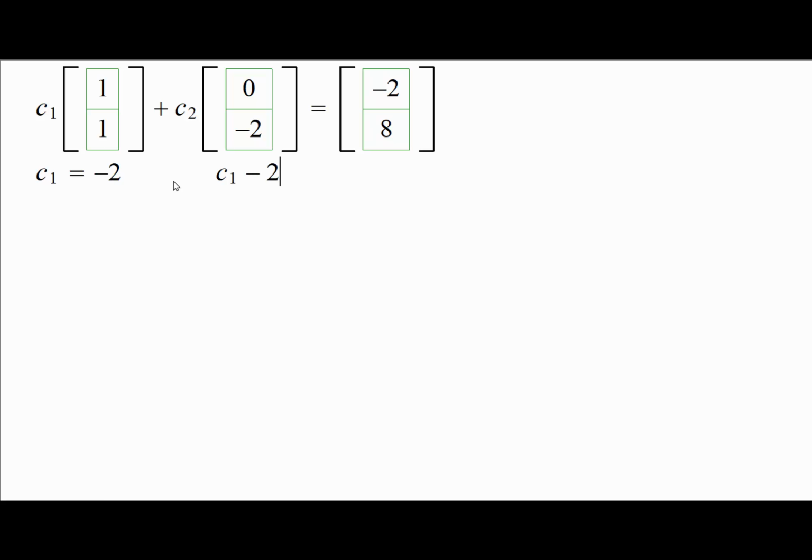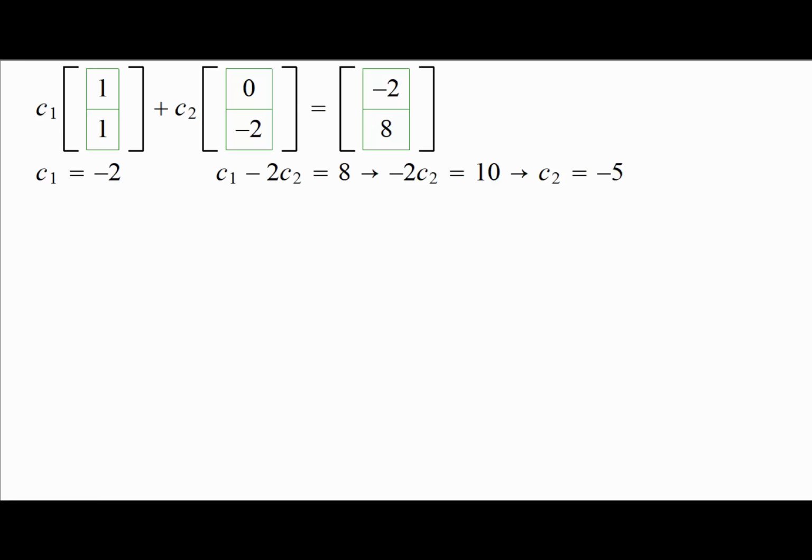Rather, minus 2c2 equals 8. And what will that give us? c1 being negative 2, negative 2c2 will become negative 2. Let's transfer it to the right hand side. That will be 10. So c2 is going to be what? It's going to be negative 5.